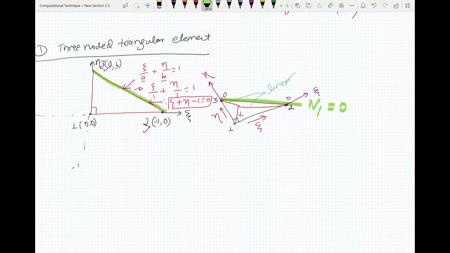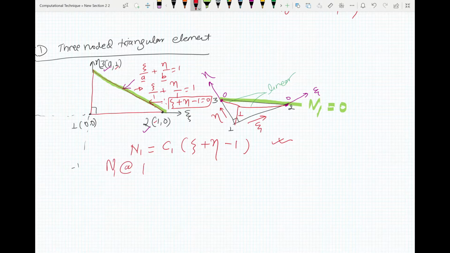Now when you form the equation for N1, your N1 will be equal to C1 times this equation here, xi plus eta minus 1, and you see that you don't have any extra points or further points to consider because this equation caters for your points 2 and 3. Therefore this is complete. Your value of the shape function at 1 must be equal to 1.